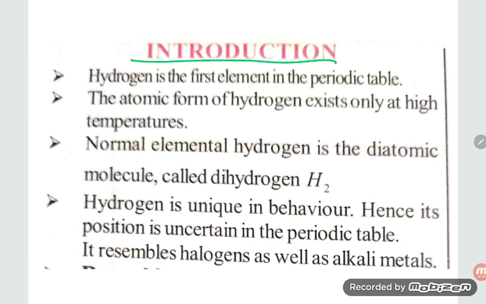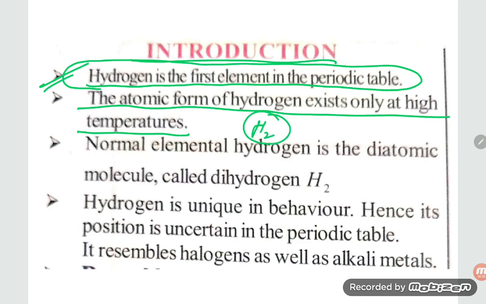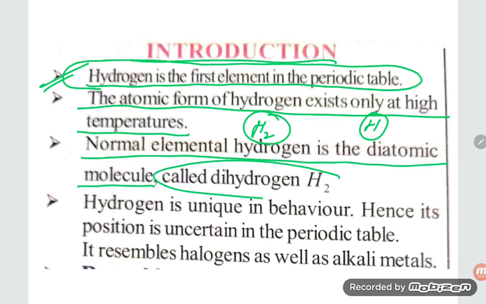The first point: hydrogen is the first element in the periodic table. Its position is at the first place in the periodic table. The atomic form of hydrogen exists only at high temperature. So generally it exists in the H2 molecular form, but at high temperature it exists in the atomic form. Normal elemental hydrogen is a diatomic molecule called dihydrogen, that is H2.